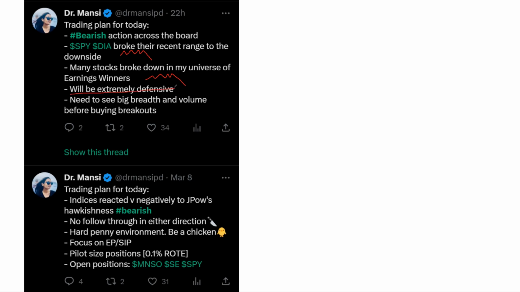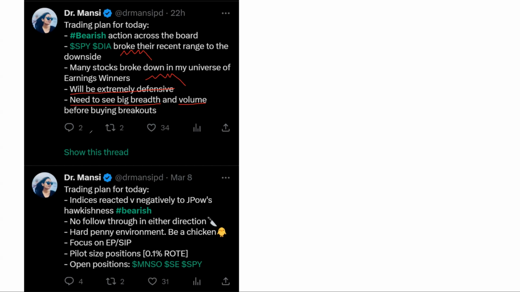So I write in my trading plan for the day, I will be extremely defensive. And I need to see big breadth and volume before buying breakouts. So big breadth, as in a lot of stocks on my watch list going up on big volume before I buy breakouts. So this is all that there is to your situational awareness.